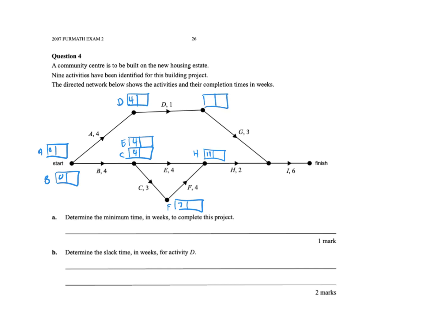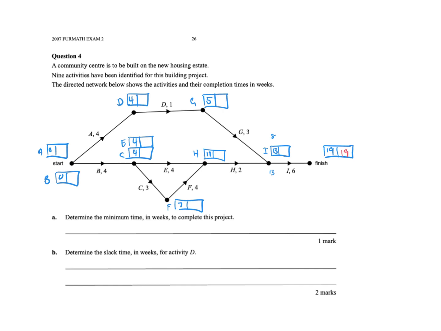Up here, for G, I'm just adding on 1, which would make it 5. Then I get to I, and I've got to be careful. If I came the G way, it would be 8. If I came the H way, it would be 13. So I'll put 13. And then I add the 6, the last activity. So we end on 19. So there's our 19. I've got to the end.